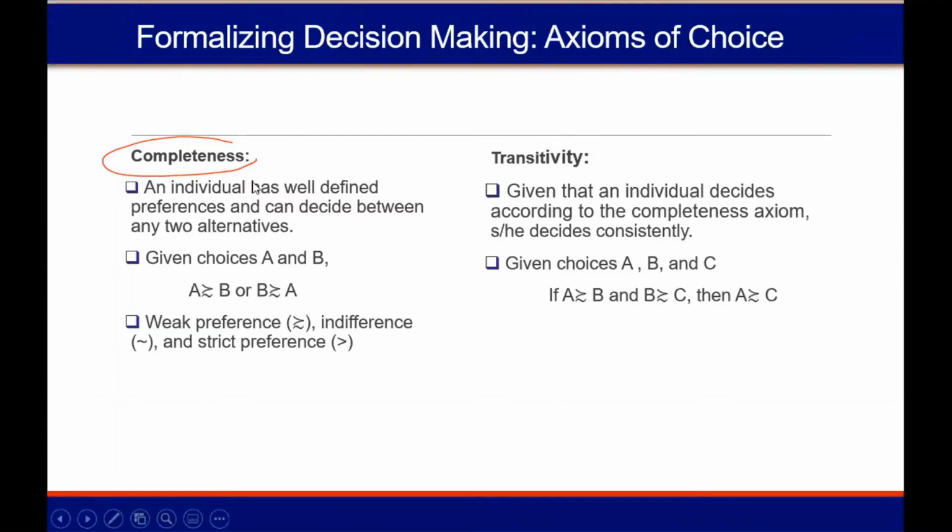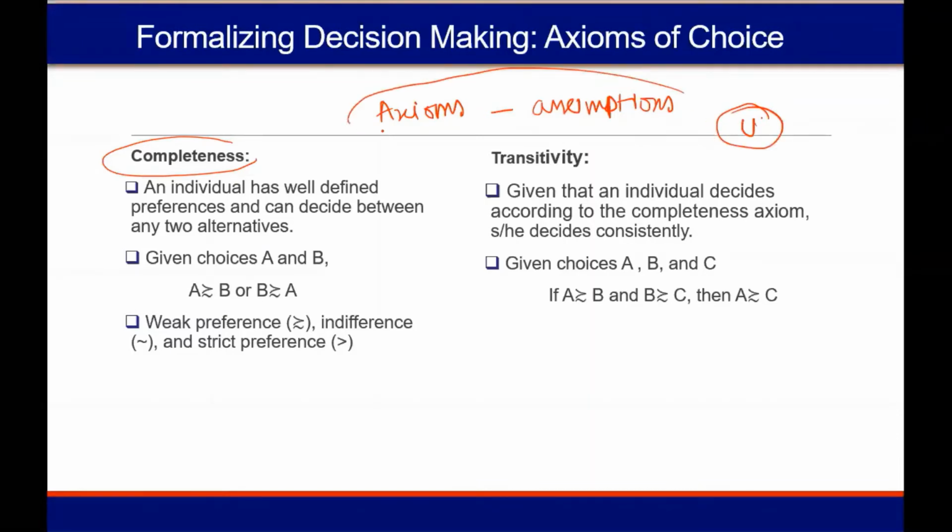I have just started explaining the axiom. Axioms are some foundational assumptions, based on which the utility function works. If these axioms of choice, or assumptions of the utility function, don't hold or aren't satisfied, the utility function cannot work, or cannot exist there. Okay.